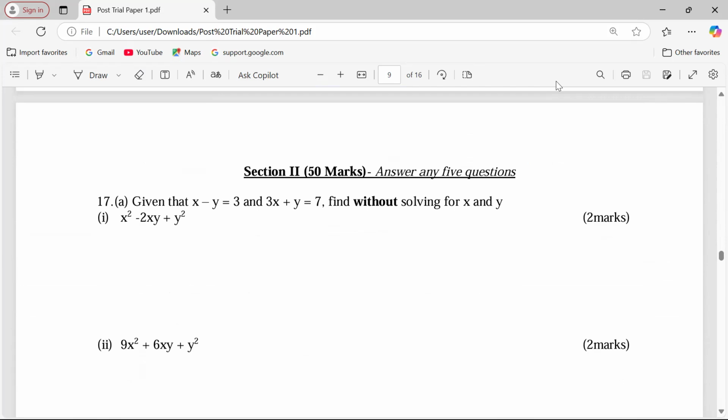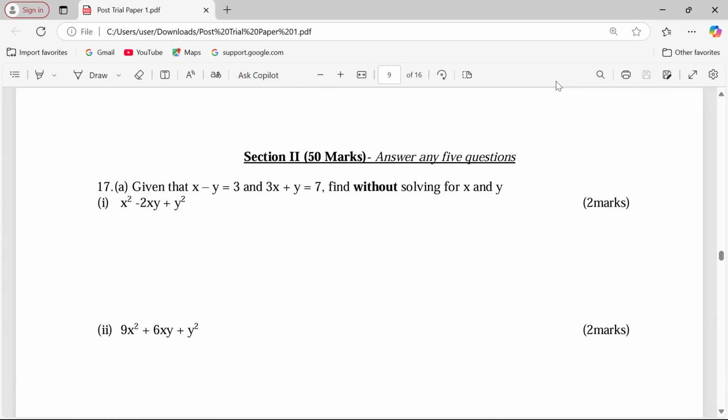The first question in section 2, number 17. Given that x minus y equals 3 and 3x plus y equals 7, find, without solving for x and y, the value of x squared minus 2xy plus y squared. So we begin with the first problem, whereby we are only supposed to factorize.